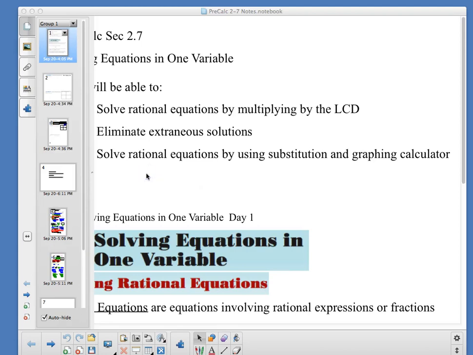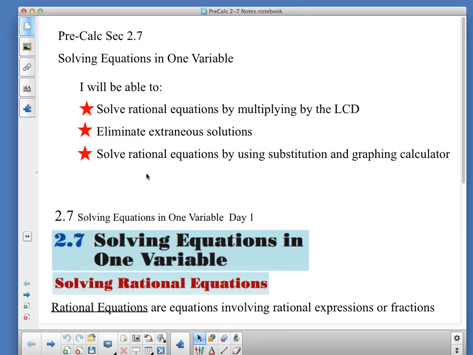Okay, welcome to PreCalc section 2.7 day 1. At the end of this section, we'll be able to solve equations in one variable. I will be able to solve rational equations by multiplying by the LCD, eliminate extraneous solutions, and solve rational equations using substitution and graphing calculator.